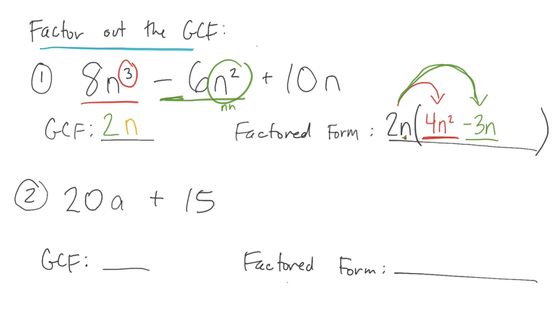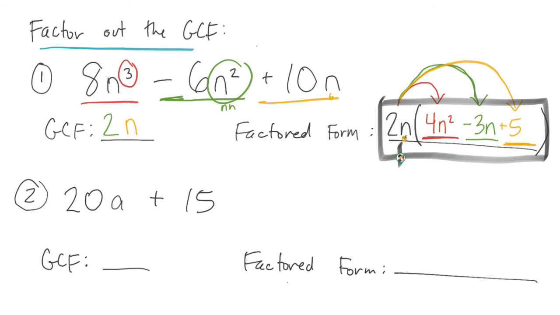Perfect. And my last one: 2n times what mystery number gets me 10n? 2 times 5, positive 5, gets me 10. And since I already have an n right here and I just want one n, I don't add any n to that 5. If I put an n here, then there'll be 2 n's, and I don't want that. So this is my answer. This is what you would write in the factored form answer box. Make sure that you include the GCF in your answer.